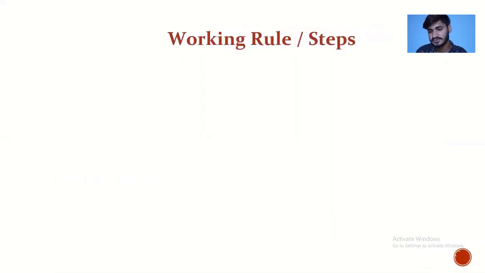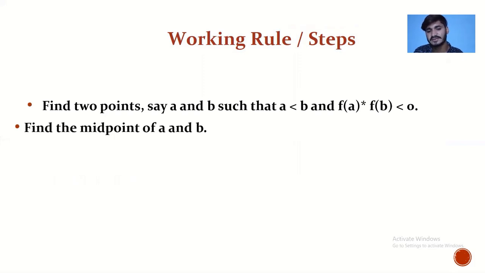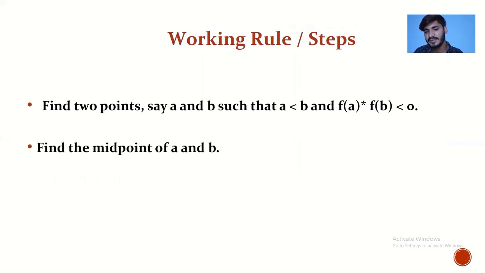Working rules, steps. Find two points, say A and B, such that A is greater than B and F(A) and F(B) have opposite signs. Find the midpoint of A and B. Find the X.